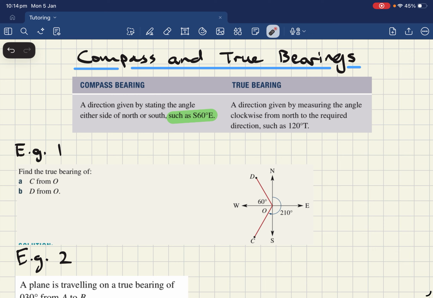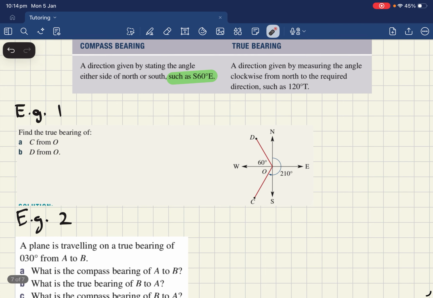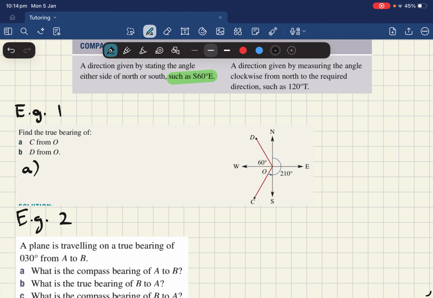Now here, this is saying in example 1, to find the true bearing of C from O. So the word from is really important. It's C from the perspective of O. So from O, we draw north, and then we measure the angle. Now you can see C is located here. So the angle we're looking at is C from O. So it's this angle that they've labeled for us over here. So the bearing of C from O is 210 degrees. And we're looking for a true bearing, so we write our T over here. It's 3 digits and then the T.